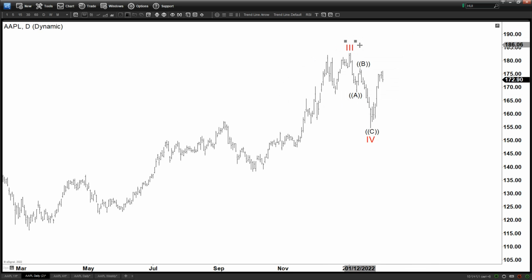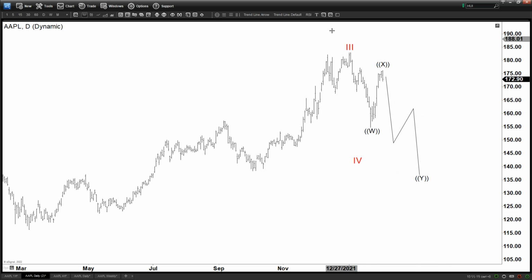Now until we break above here, one possible option will be that this is your W. So we got ABC, and that will be W, and this is your X, and then we can go down in another 3 waves like this, a Y leg. So it's a 3 X, 3 Y, and then we go up from there. So that's another possibility.